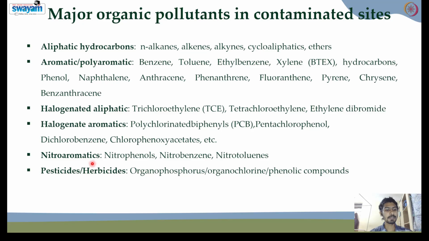And last is the pesticides or herbicides, which is also an organic pollutant. Examples: organophosphorus, organochlorine, or phenolic compounds. So these are all the different organic pollutants that exist in the contaminant sites. So here we will see the basic metabolic pathway of aliphatic and aromatic compounds.